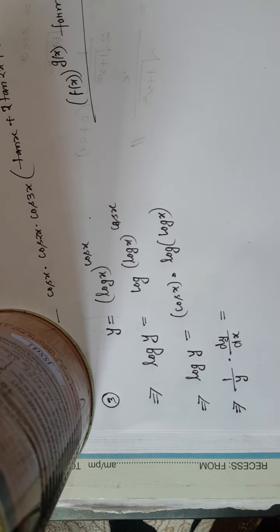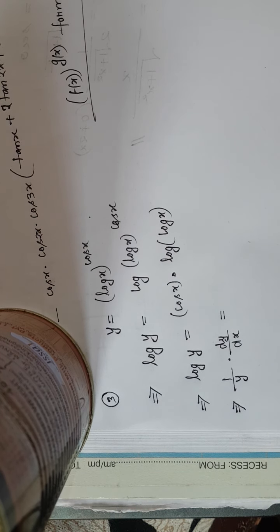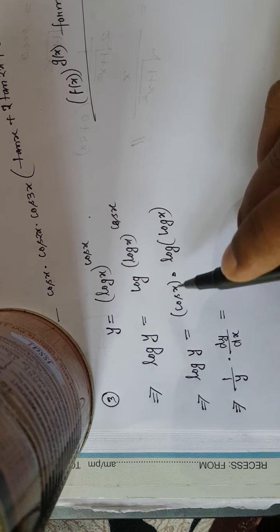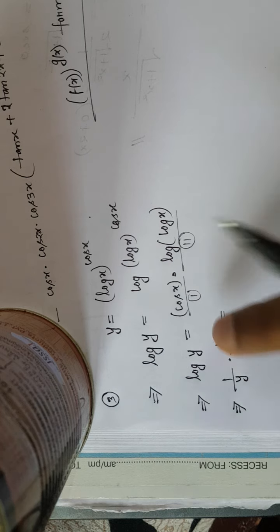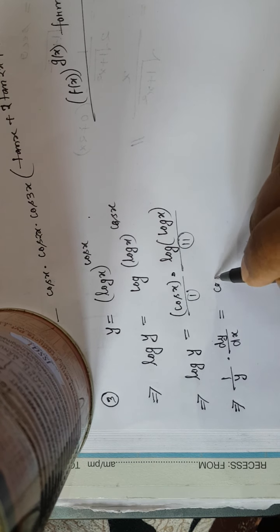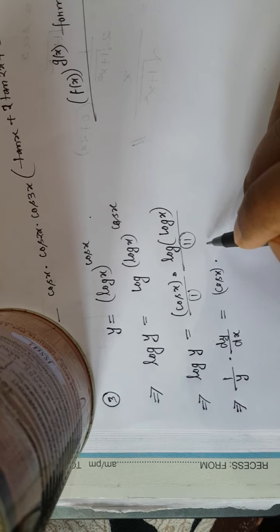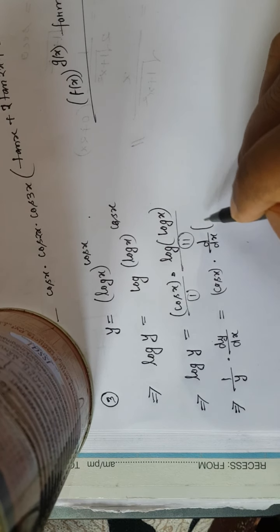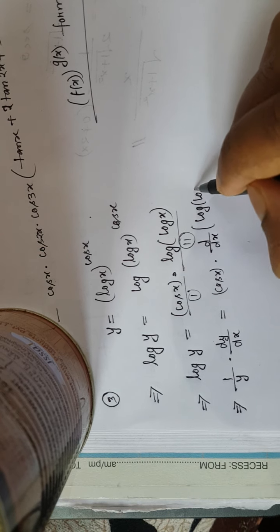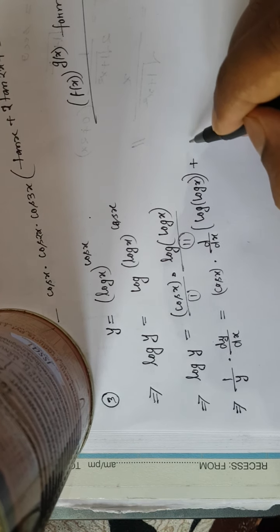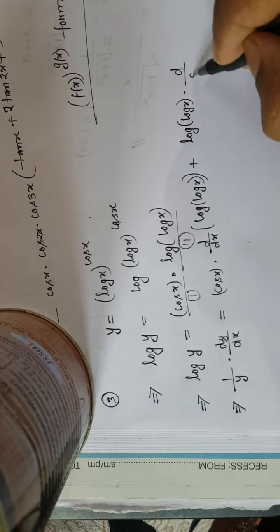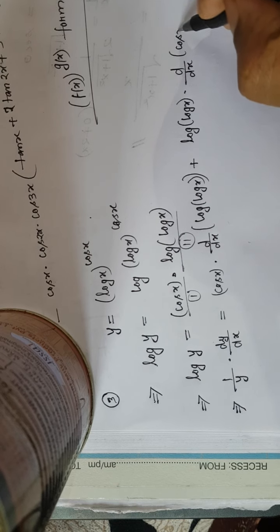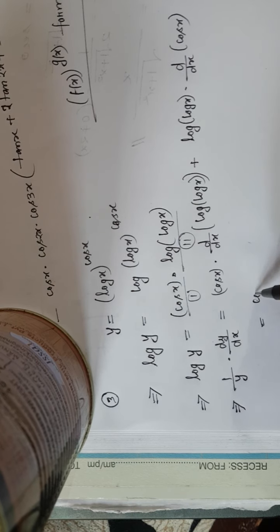Again, whenever you differentiate a second variable with respect to the independent variable, we have to mention the derivative. Now this is a product of two functions, first function and second function. So u into v, you can apply u multiplied, cos x into the derivative of log of log x, plus log of log x into the derivative of cos x.